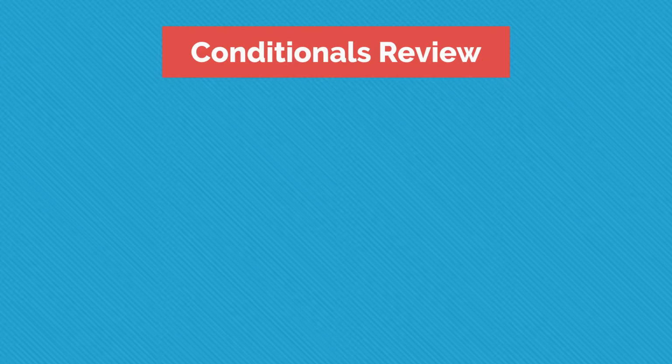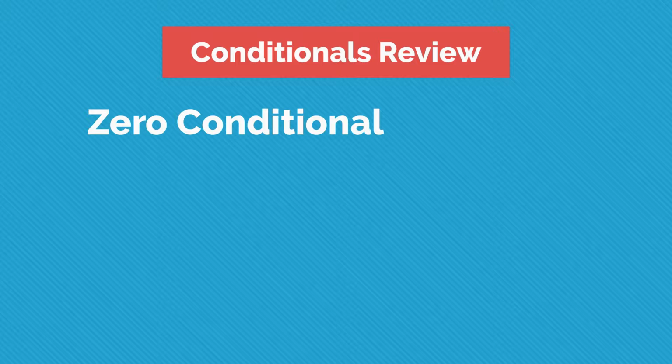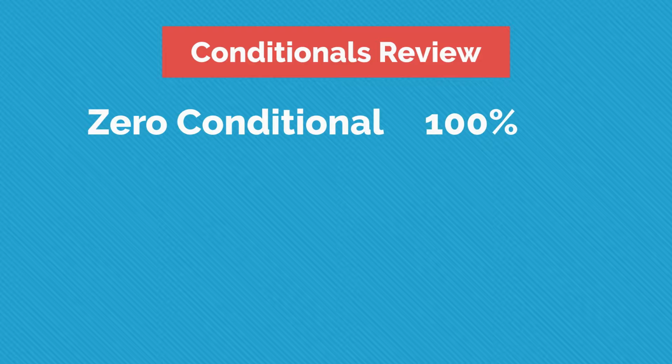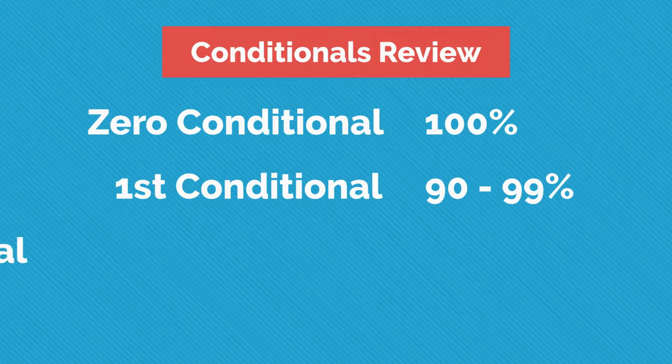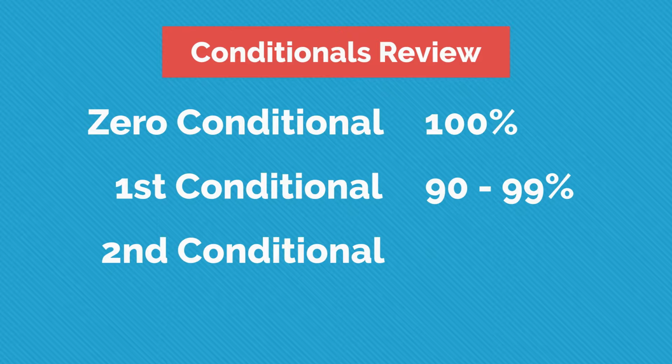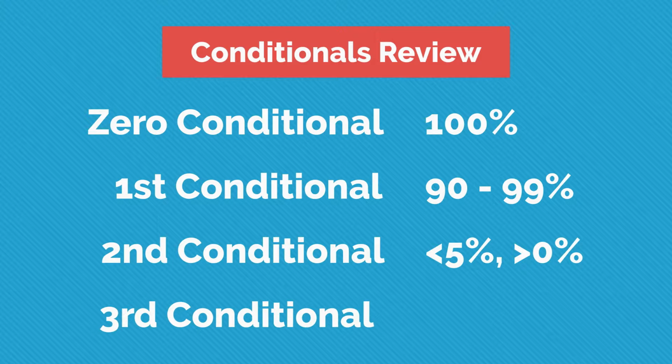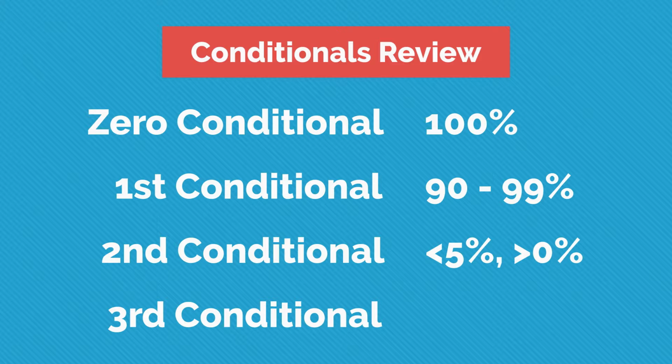Therefore, as a quick review, the zero conditional is to talk about things that are true 100% of the time, whether that be in the past, present, or future. The first conditional is to talk about things that are true around 90 or 99% of the time, in the present or future. The second conditional is to talk about things that are true less than 5% of the time, but more than 0% of the time, in the present and future. The third conditional is to talk about things that are true 0% of the time, in the past.